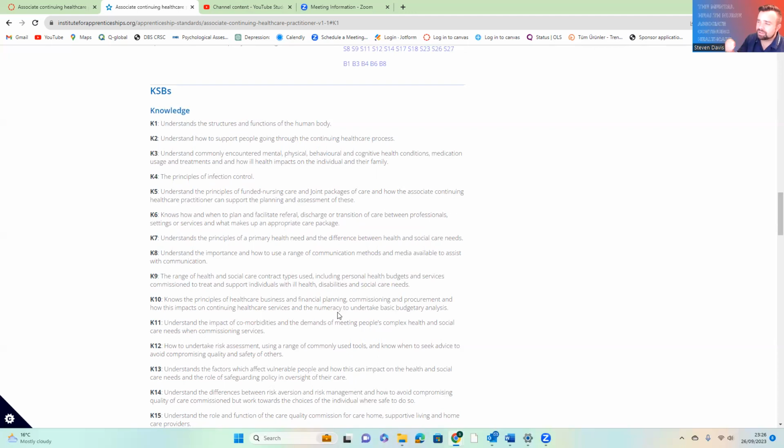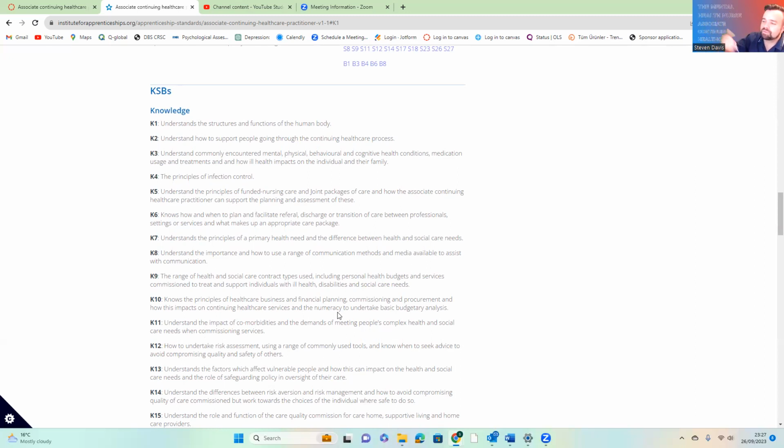Understand mental health, physical health, cognitive conditions, the medication used in the treatments. I mean, it's such a wide learning outcome, that one. So again, understanding health and mental health, common conditions, infection control. So principles of infection control is obviously really important. Understanding the principles of funded care and joint packages. So understanding how funding works, how it's brought together. But again, that's in the documents from the national government website. So when you log in, it's already built into the assessment task for you to download those and start to have a look at them.